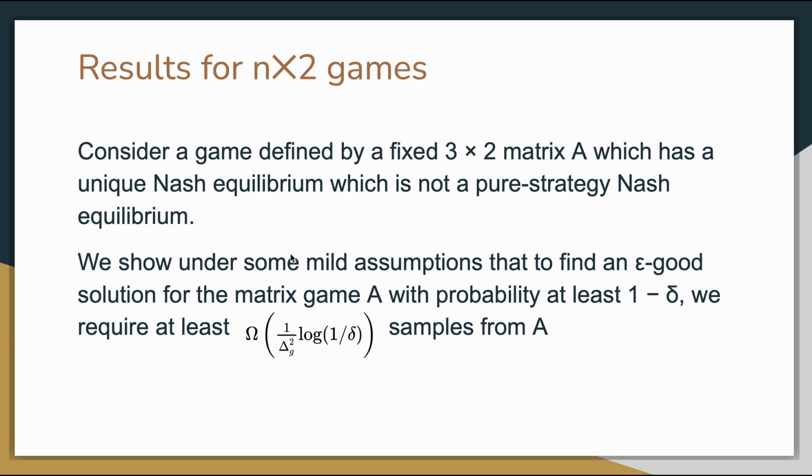Sorry. Yeah. So the kind of results that we show is that first we considered a 3 cross 2 game which has a unique Nash equilibrium which is not a pure strategy, and we showed that one would require roughly 1 by delta g square samples from the matrix A if they want to find the epsilon good solution. And this lower bound also holds for the epsilon Nash equilibrium as well.